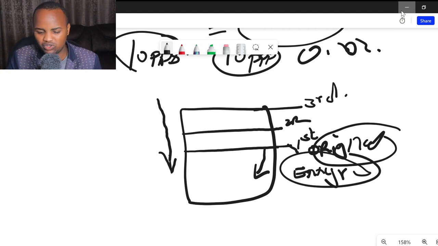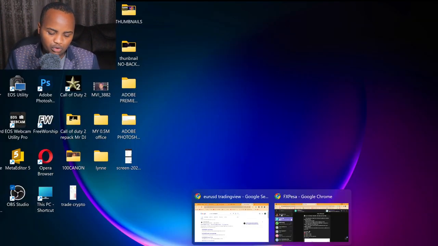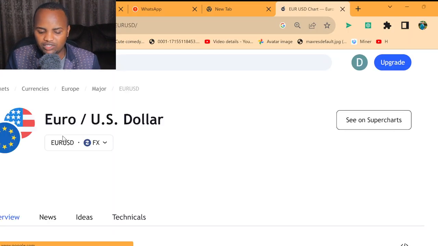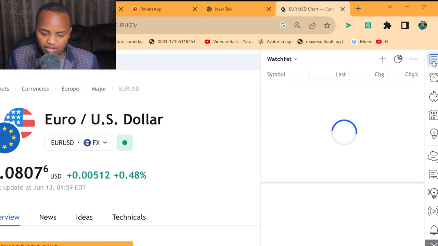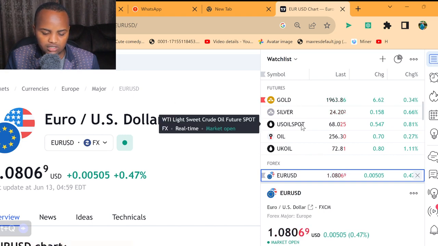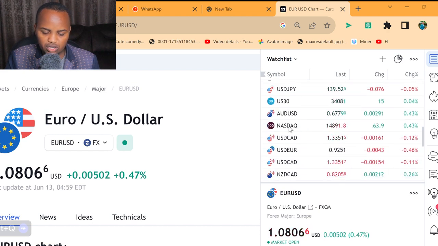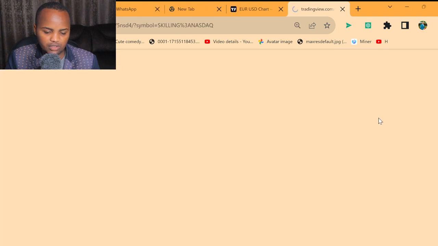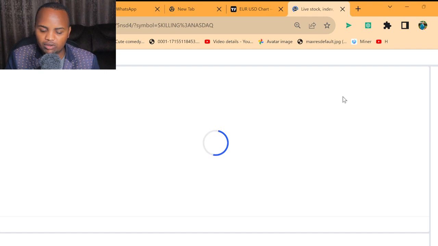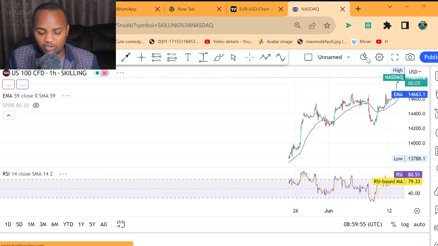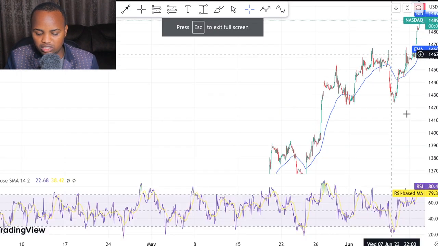Let's do some practicals over here. Maybe you can understand this more, but I think it's simple. For example, let's talk about the Nasdaq, the NAS 100. It's just a practical example, and it is going to help you very much. You don't have to ignore this.